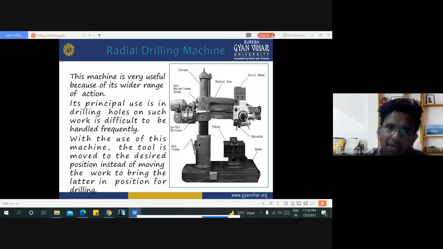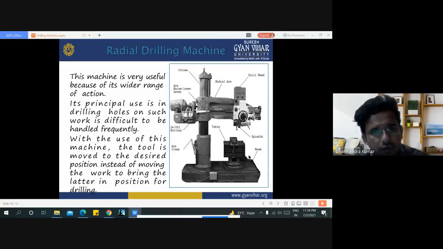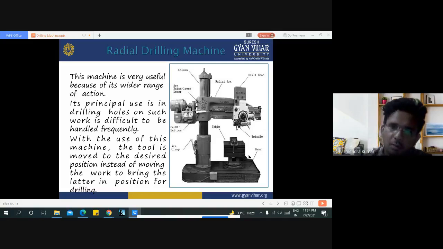A radial drilling machine. This machine is very useful because of its wider range of action. Its principal usage is in drilling holes on work that is difficult to handle frequently. With the use of this machine, the tool is moved to the desired position instead of moving the work to bring the latter into position for the drilling operation.